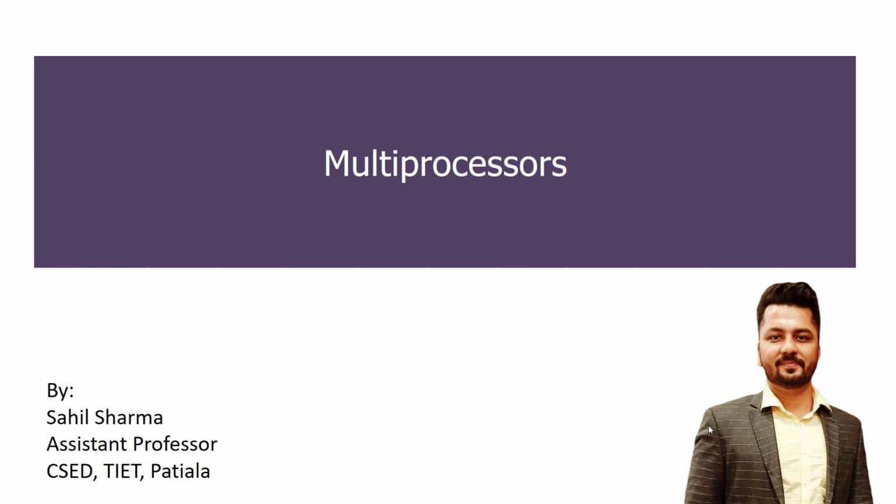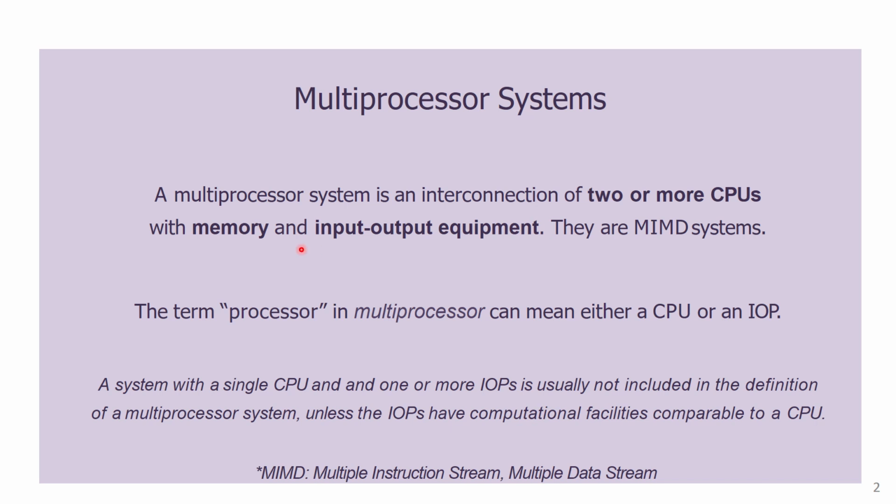Hello, in this video we are going to study about multiprocessors. A multiprocessor system is an interconnection of two or more CPUs with memory and input-output equipment. They are MIMD systems. MIMD means multiple instruction stream, multiple data stream.